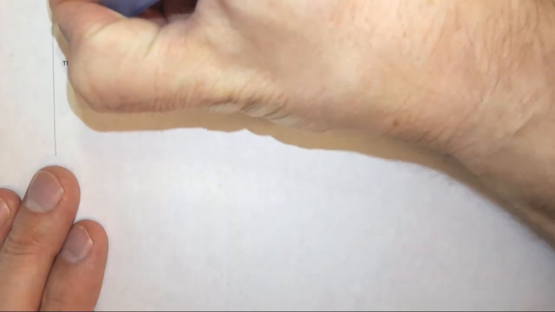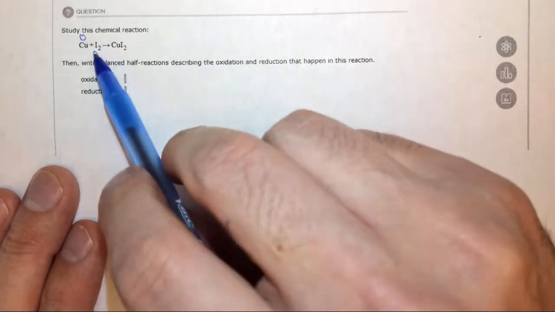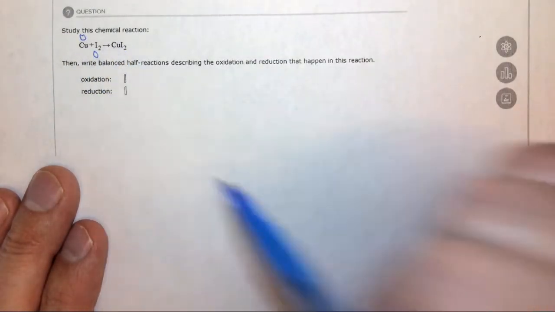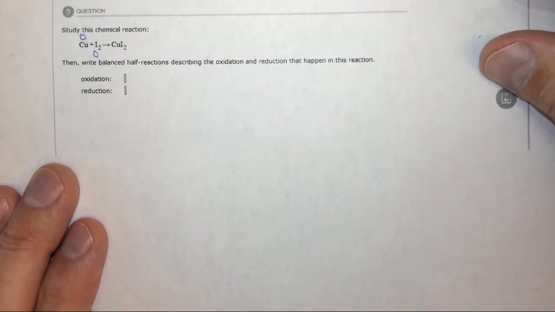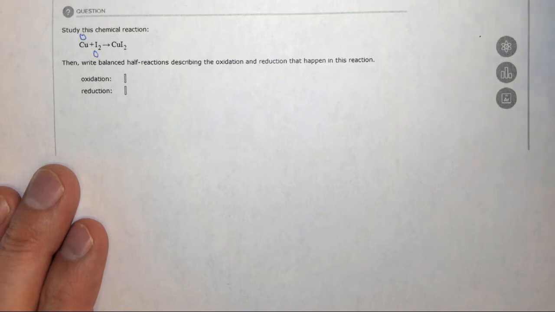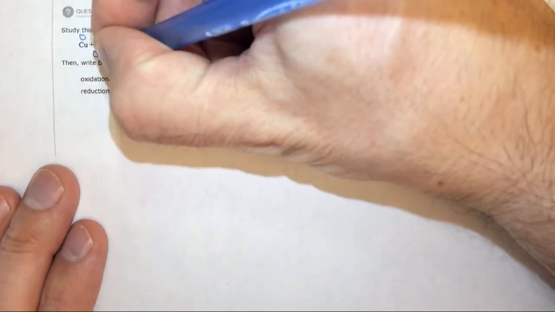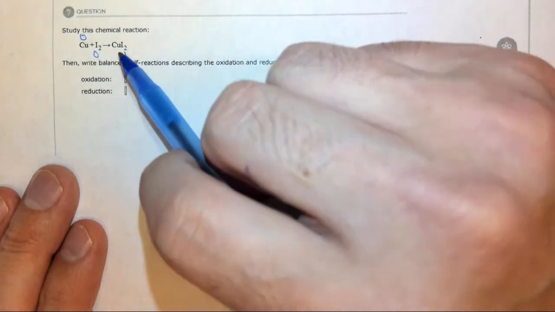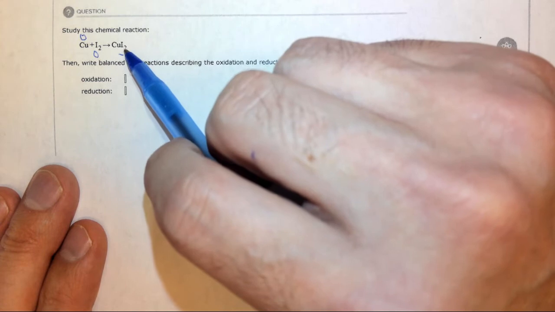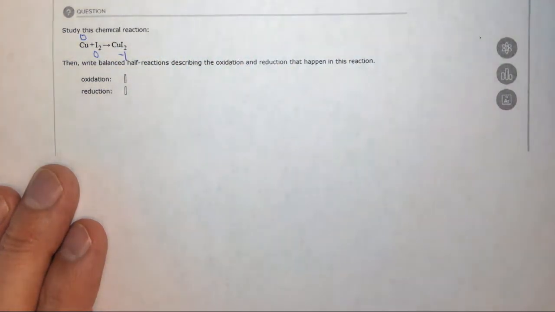Since iodine and copper are both elements, we know their oxidation state is 0 on the reactant side. But on the product side, we don't necessarily know the oxidation state of copper because copper is a transition metal and has multiple oxidation states. But we do know the oxidation state on iodine is -1. So we can use that and the fact that the overall charge on copper iodide, that's not the correct name, but it is neutral, because it should have the Roman numeral.